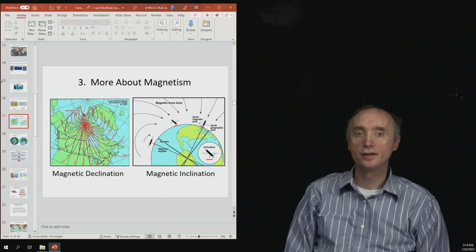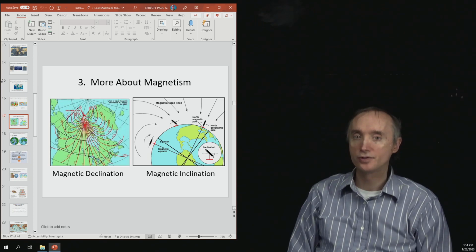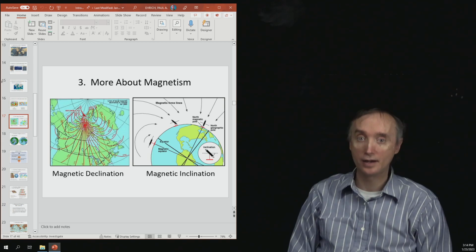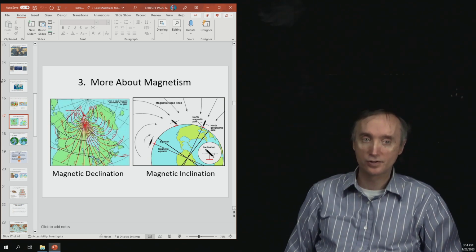Okay, I'm back, and so now we want to talk about how magnetism shows how the continents have moved around and how the ocean has spread. So we'll talk about that in just a moment.